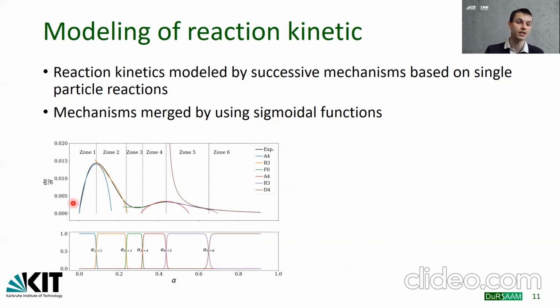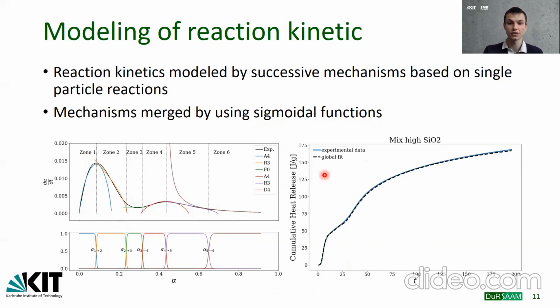After fitting in each zone and integration, one can get the cumulated heat release. And here we can see that the global fit is pretty representative of the experimental data. What we did here then is predicting the degree of reaction by putting some physical understanding of what happened in the system.